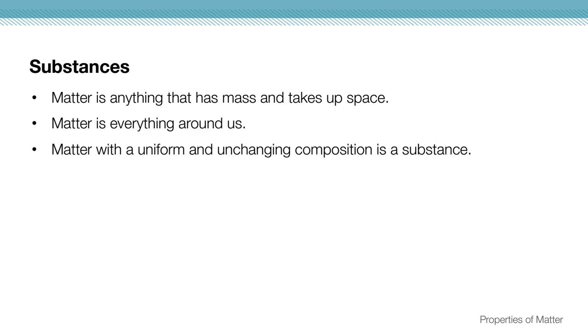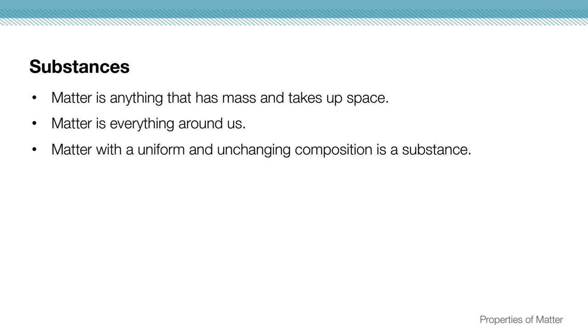So first thing is to define a substance. And I know that kind of sounds like it would be common sense, right? Like I know what a substance is, it's a thing. So matter is anything that actually has mass and takes up space. So if you have matter with a uniform and unchanging composition, we call it a substance. And what all those words mean is if you have a type of matter that always is made out of the same thing, then we call it a substance.